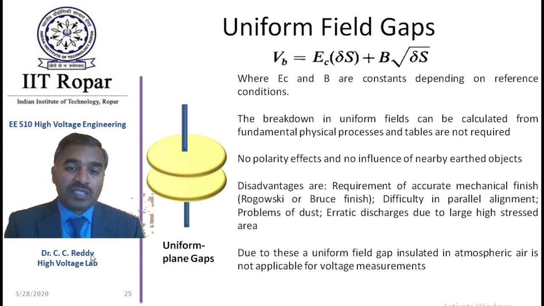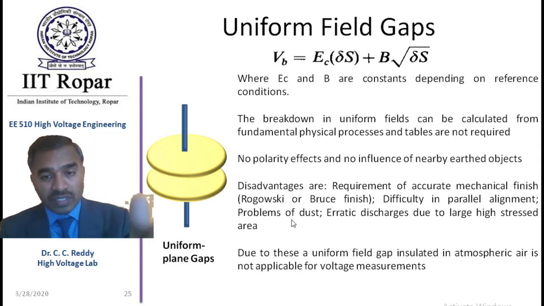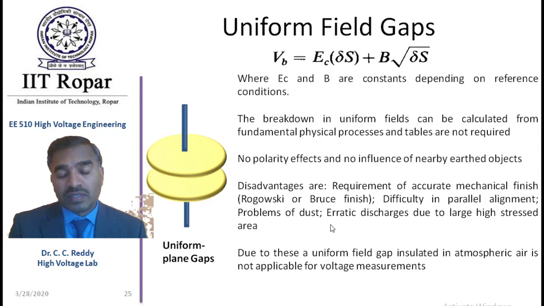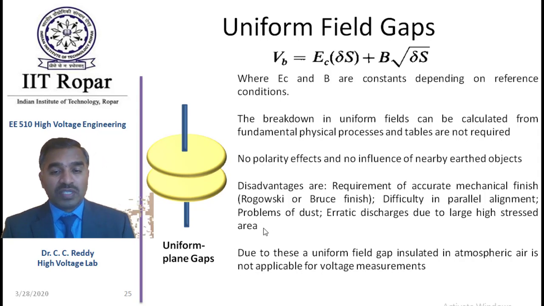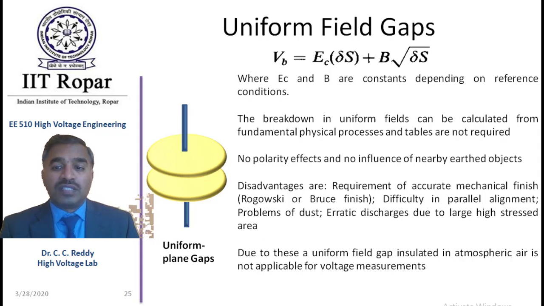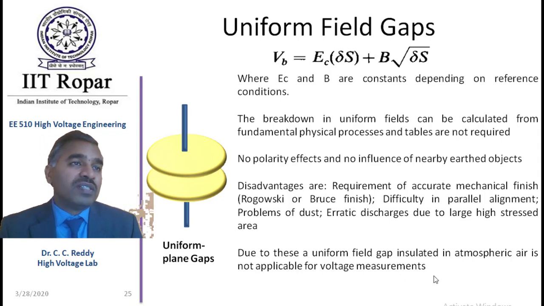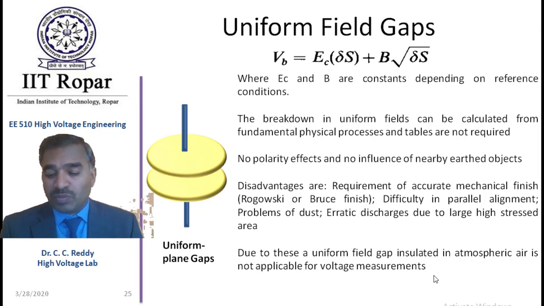And problems of dust. Problems of dust are more severe in this case compared to spear gaps. And erratic discharges due to large highly stressed area. Unlike spear gaps, here the stressed area is very large, and then erratic discharges may occur. Due to these disadvantages, actually uniform field gap insulated in atmospheric air is not applicable for voltage measurements. Of course, it is of interest for research people.